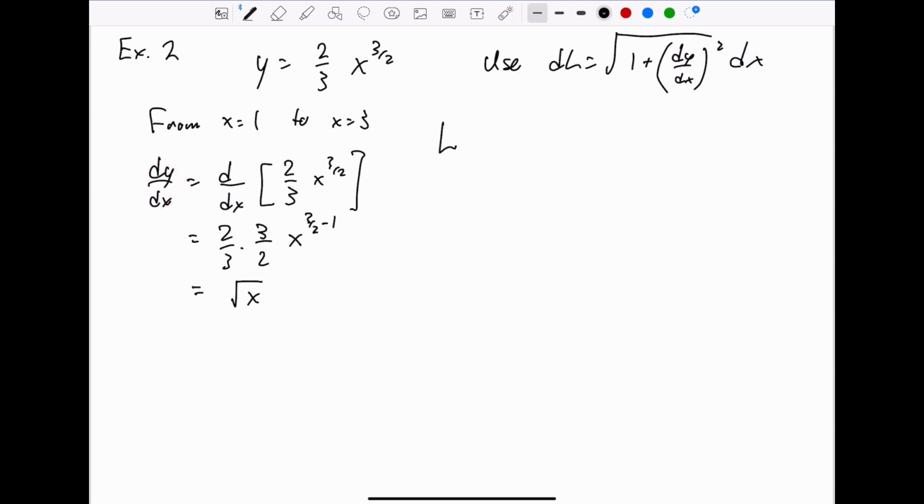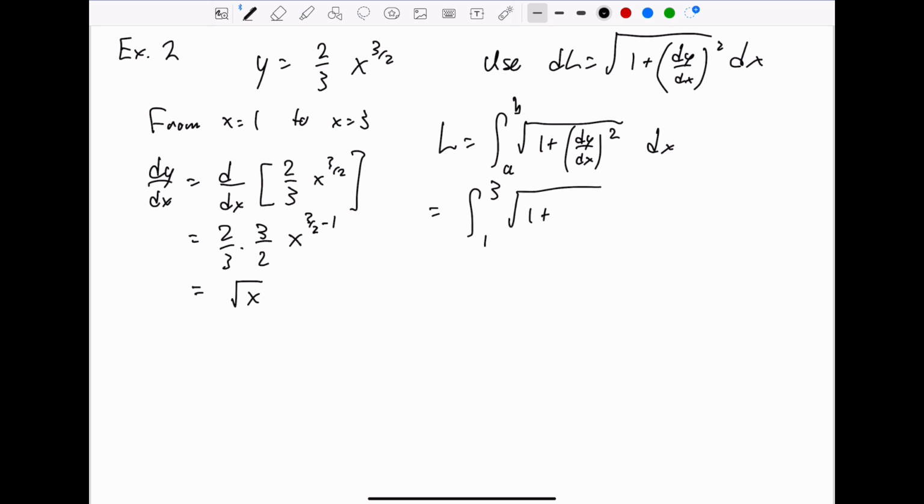Now the arc length is the integral, again, using this expression for dl. So we integrate the square root of 1 plus the derivative of y with respect to x squared, dx, and we'll be integrating from some x value a to some x value b. Here the limits are from 1 to 3, and we have 1 plus dy dx squared. Well, notice how convenient this is. We have dy dx squared, so when we square that, we simply get x.